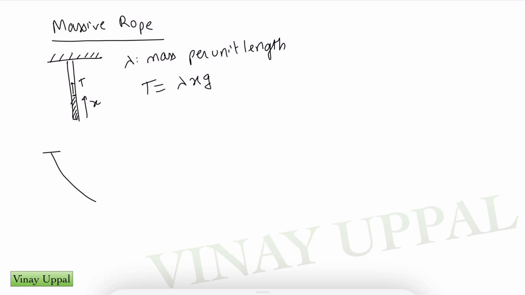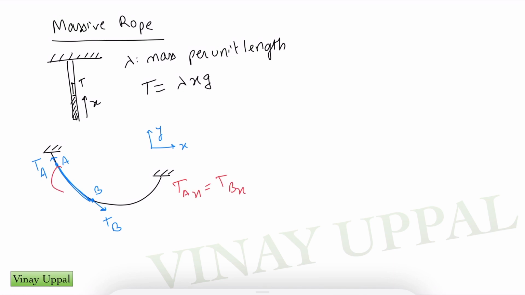Suppose I have a massive rope that is suspended from 2 points. Let's say A and B are the 2 points. So the equations that can be written for this rope, let's say the tension is TA and TB at points A and B. This is the x-axis and this is the y-axis. So I can write TAX is equal to TBX.